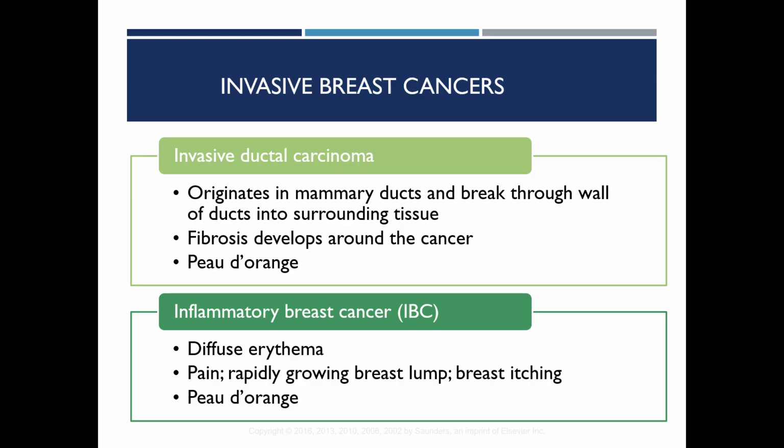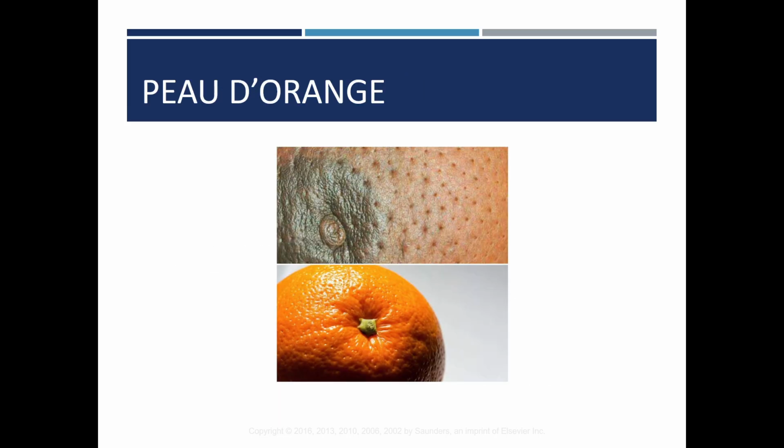Highly tested. The inflammatory breast cancer is rare but highly aggressive, and it's usually diagnosed at later stages, and it's harder to treat successfully. Now, here's a picture of that orange peel skin and the nipple dimpling.